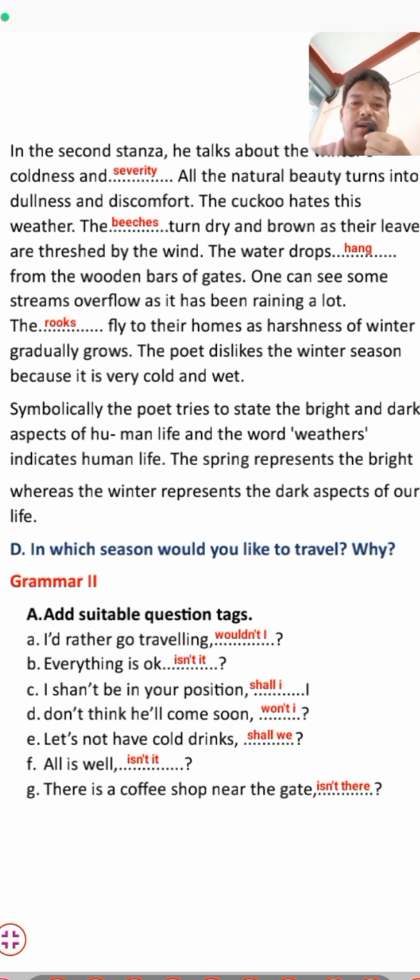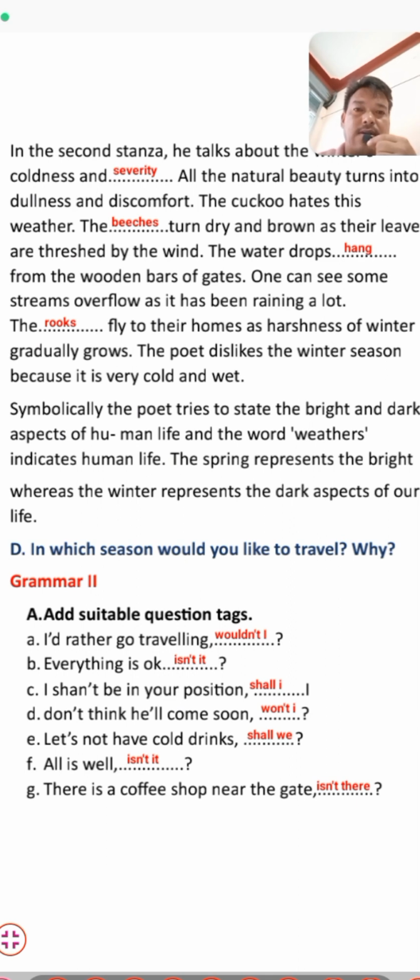First one is, I would rather go traveling, wouldn't I? And everything is okay, isn't it? I should not be in your position, shall I? Don't think he will come soon, will he? Let's not have cold drinks, shall we?